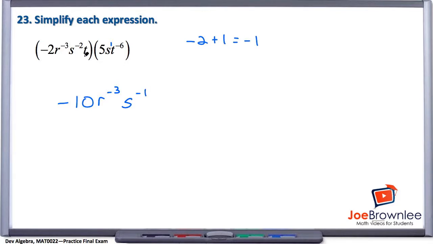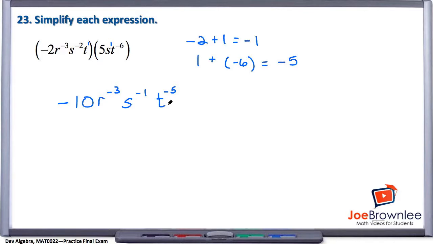And lastly, we're going to do t to the first times t to the negative 6. And again, we know our base will be t, but what will the exponent be? Well, if this is a positive 1, we're going to say positive 1 plus negative 6 equals, well, 1 plus a negative 6 is really the same thing as saying 1 minus 6. And so we end up with negative 5. And so our t will be to the negative 5th power.